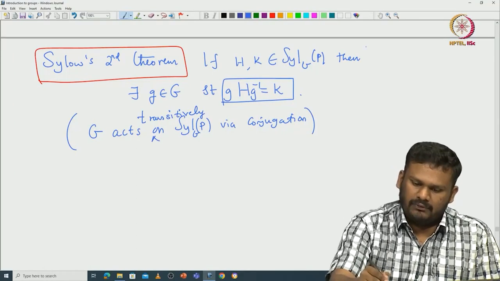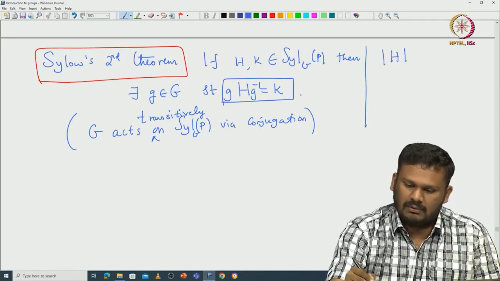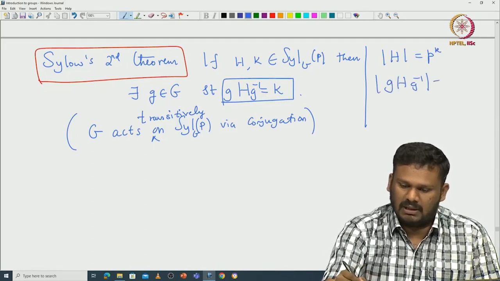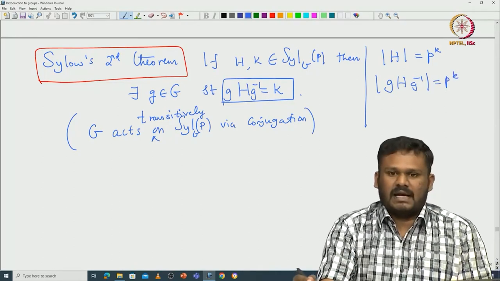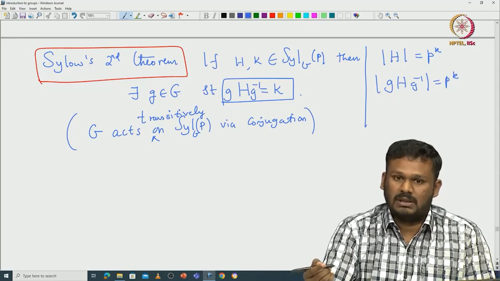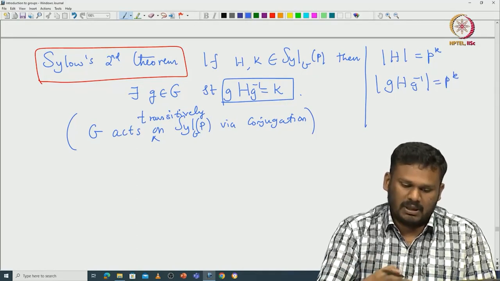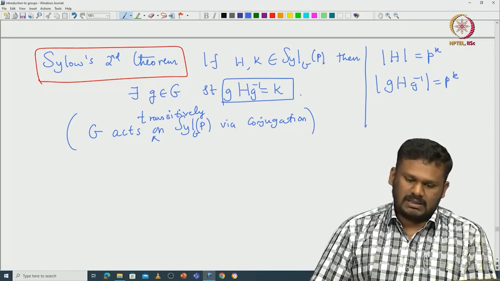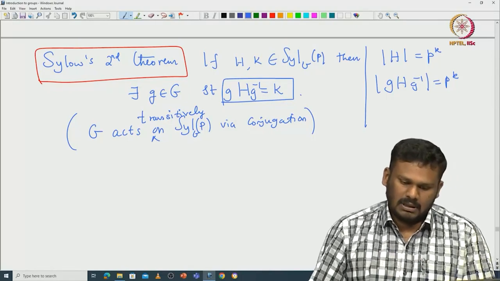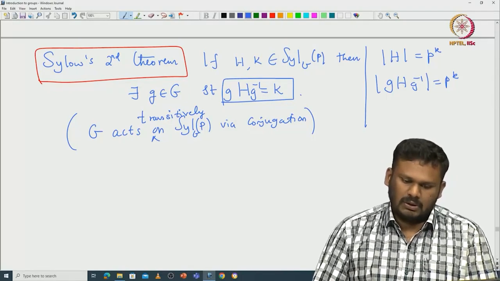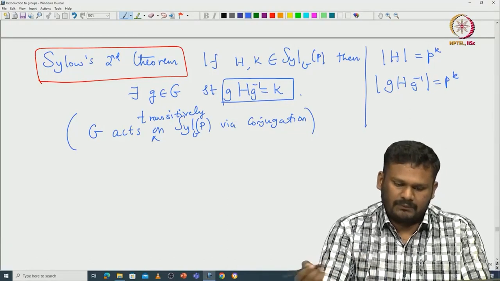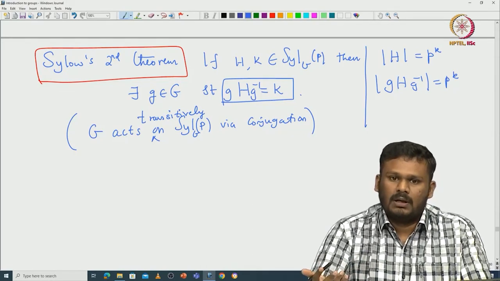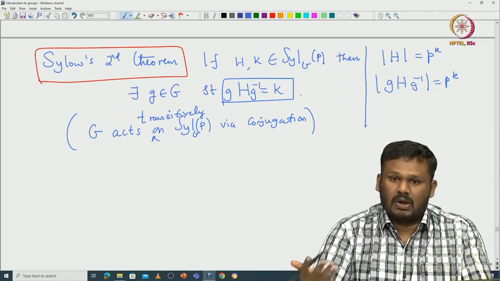Note that if you take any H which has order P power K, then any conjugate of it will also have order P power K. So you always have this action of G on the set of all Sylow P subgroups. That is not a problem. The important part of the statement is that this action is transitive. So let's try to understand this result. We want to prove that, given two Sylow P subgroups, they are conjugate.